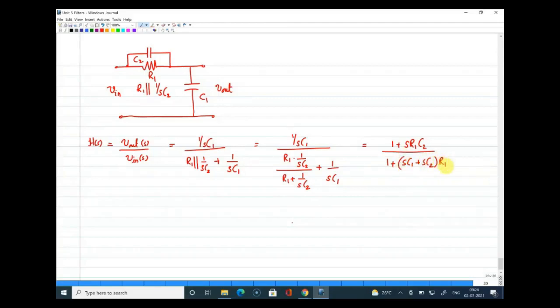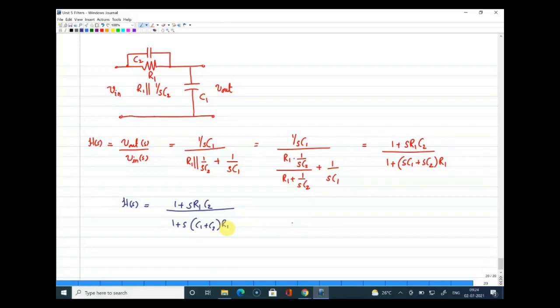I hope you are getting this expression. If yes, you can just respond in the chat as yes. So you will get H of S as 1 plus S R1 C2 divided by 1 plus S into C1 plus C2 into R1, in a more rearranged form. And now if you look at this, I hope you are getting this expression. Can I get some response in the chat?